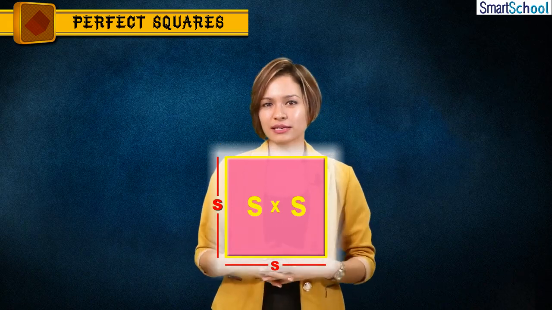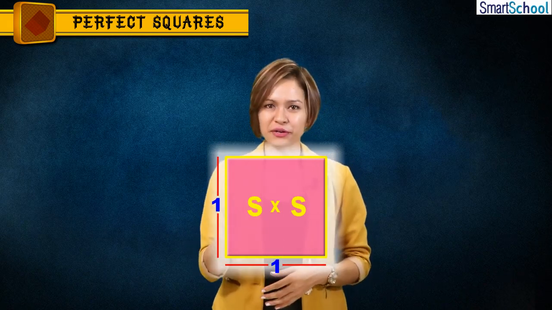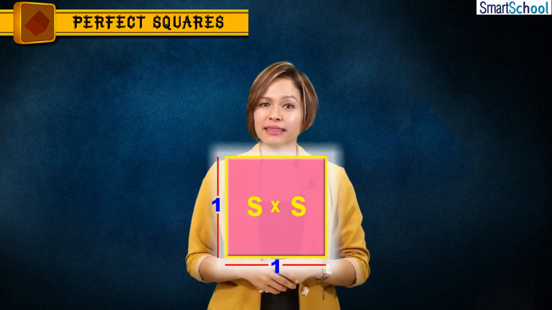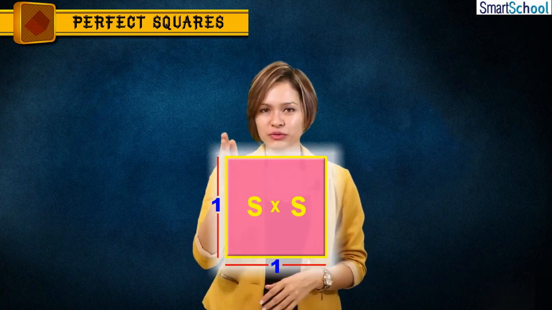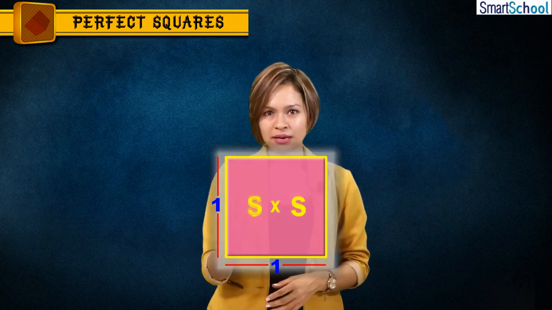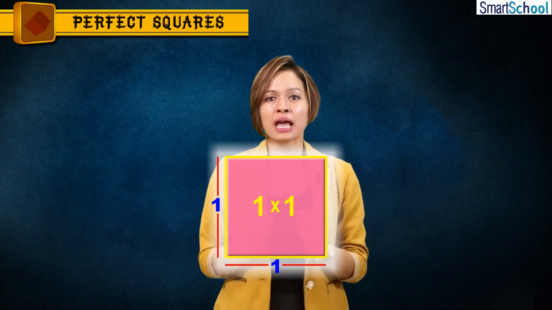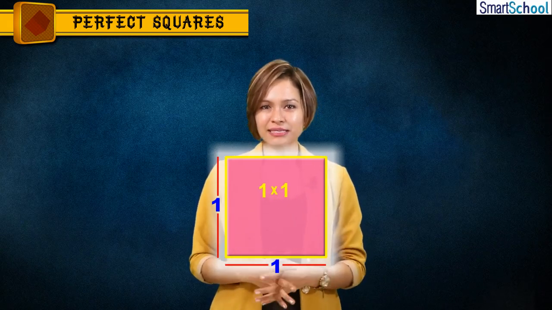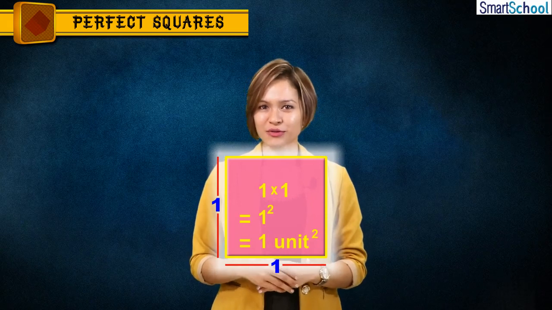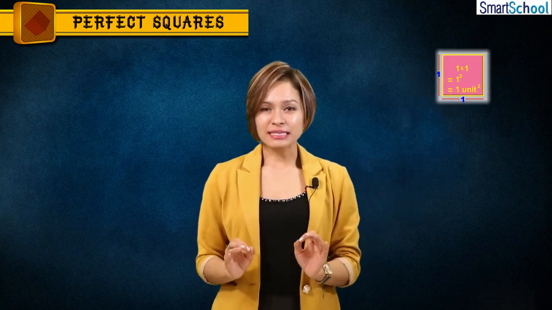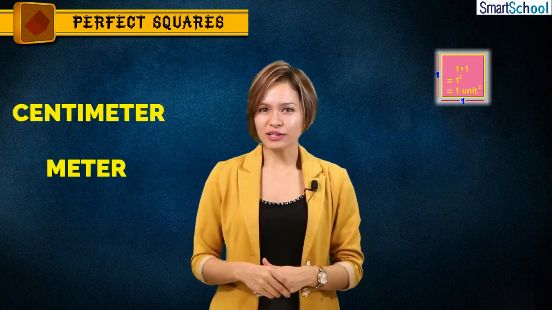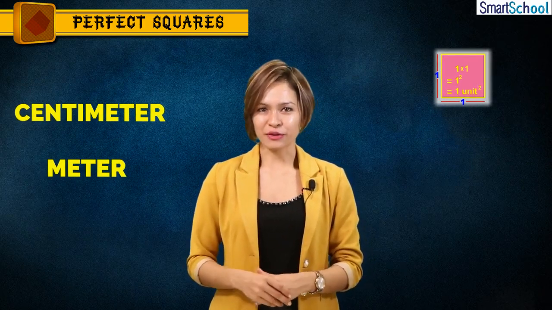So, this is a square of side 1 unit. What will be its area? We know that the area of a square is equal to side multiplied by side. This is equal to 1 multiplied by 1. This can be represented as 1 square, which is equal to 1 unit square. This unit can be either centimeter or meter or any other appropriate unit of length.